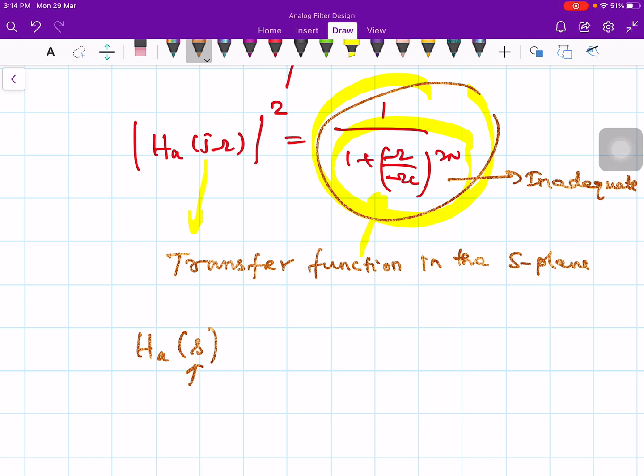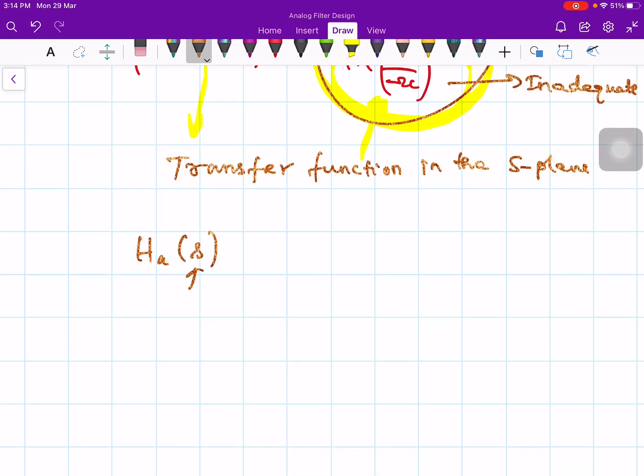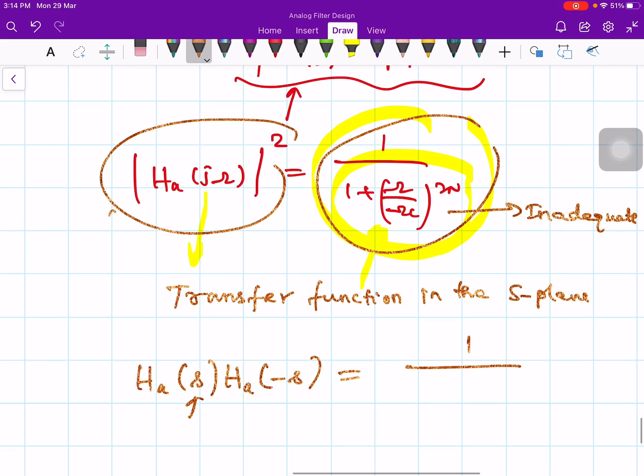Therefore we require the transfer function. In mathematics, there is a procedure, and there is a process called analytic continuation. The process of analytic continuation says that HA of s times HA of minus s should be equal to, look at the function, this magnitude square, 1 divided by 1 plus omega by omega c to the power 2n.